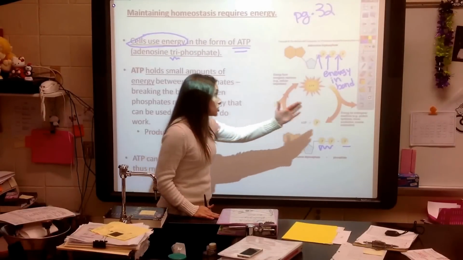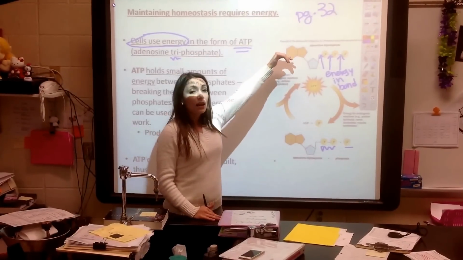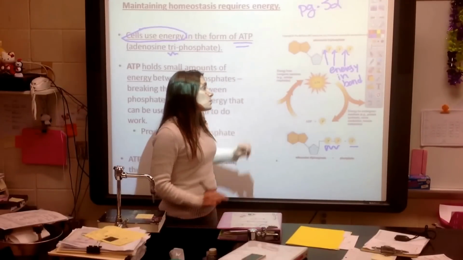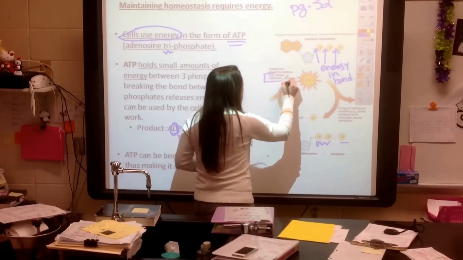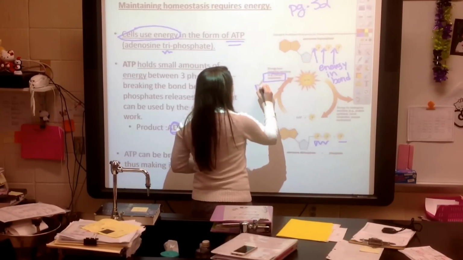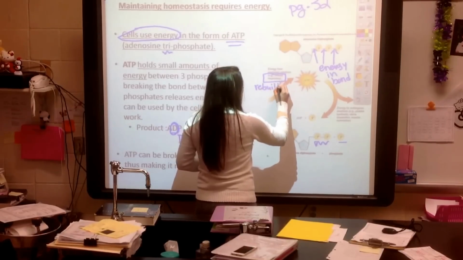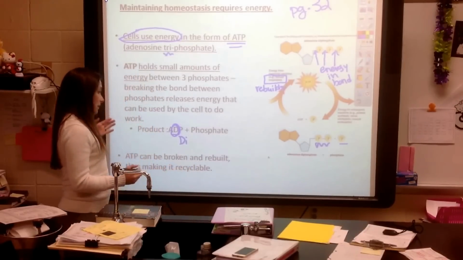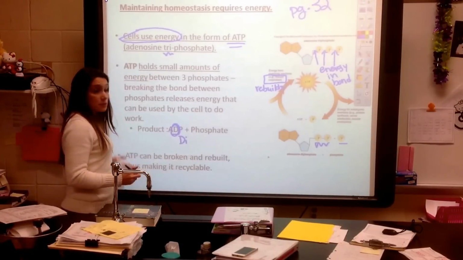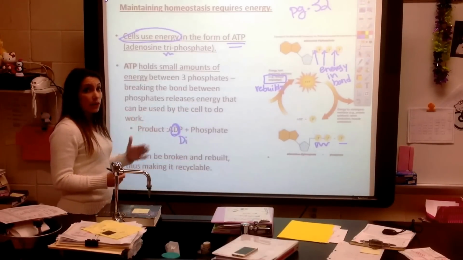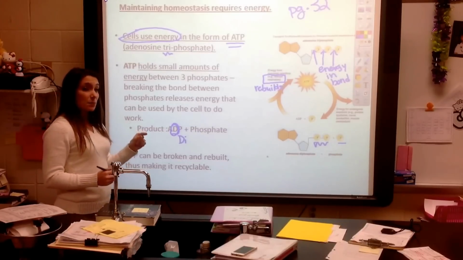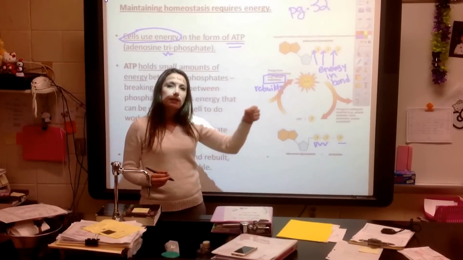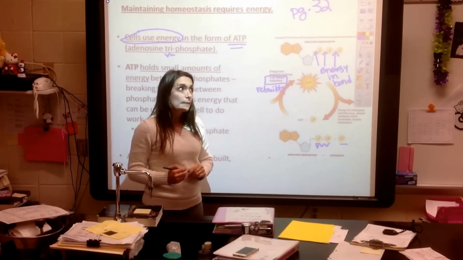Now if we had energy that we could put back in, then we could rebuild ATP. And if you look at this picture, that's exactly what cellular respiration does, it rebuilds ATP. So ATP can be broken and rebuilt, meaning that it's recyclable in the cell. And it's pretty small, and so it allows the cell to use very small pieces of energy at a time.